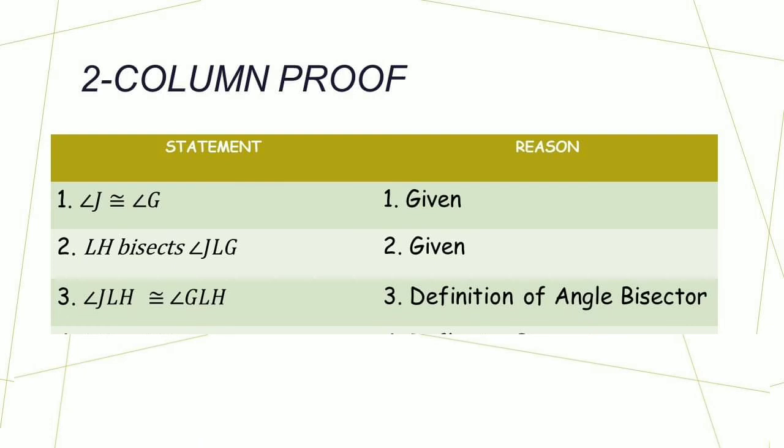So ano ang definition of angle bisector? It is a line segment that divides an angle into two equal parts.